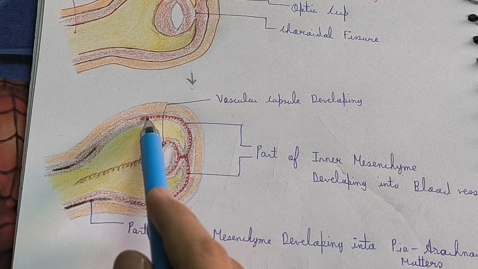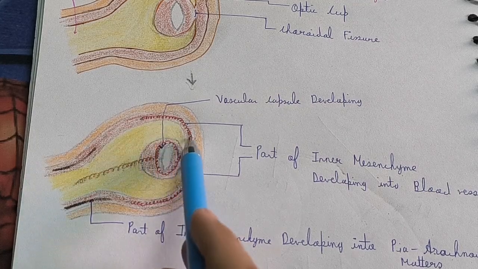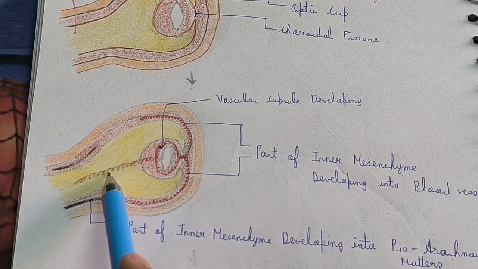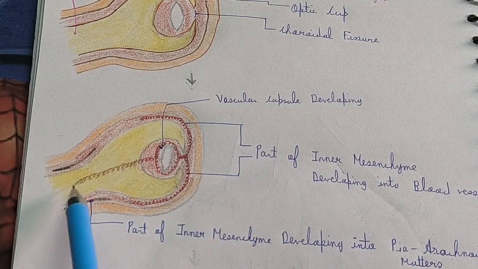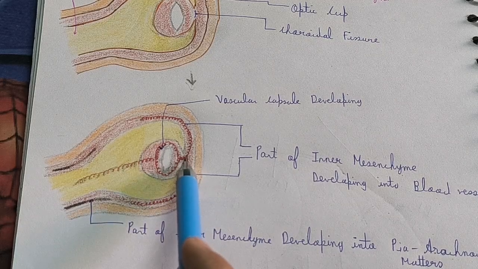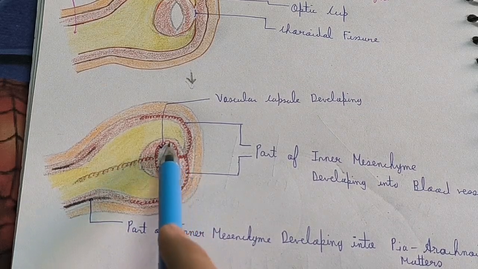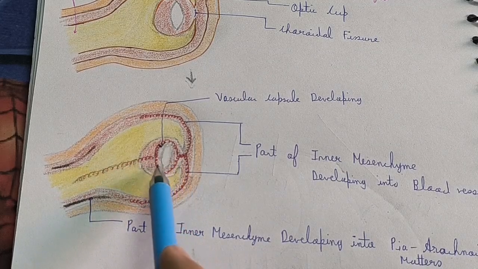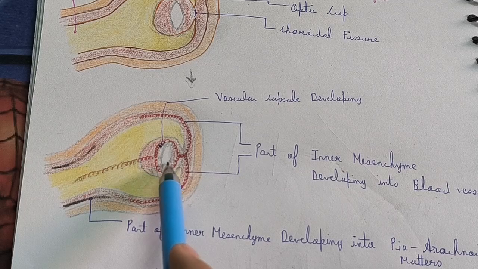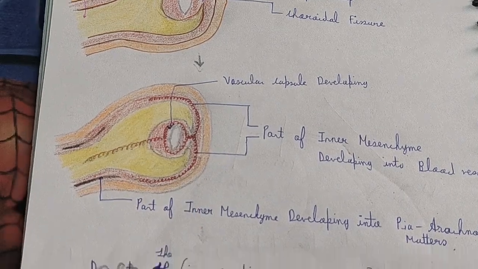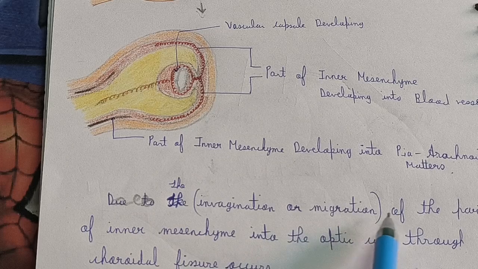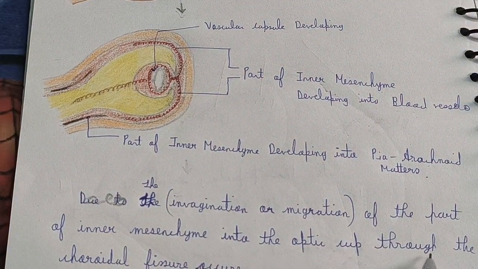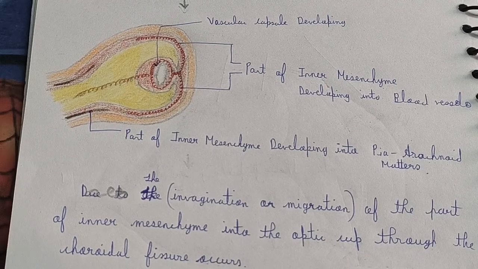As you can see here, the part of the inner mesenchyme which is developing into future blood vessels is entering the optic cup through the choroidal fissure, as you know this is the optic stalk. You can also notice that while going through, this part of the inner mesenchyme forms a capsule around the lens vesicle. So I have written that this is the migration of part of the inner mesenchyme into the optic cup occurring through the choroidal fissure.